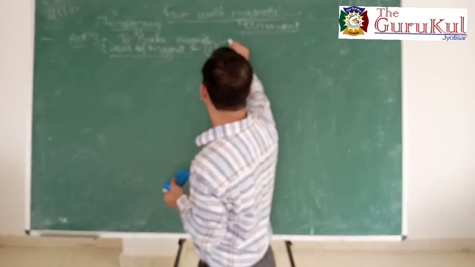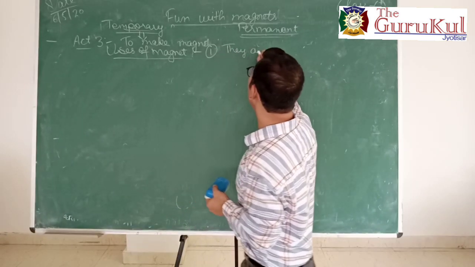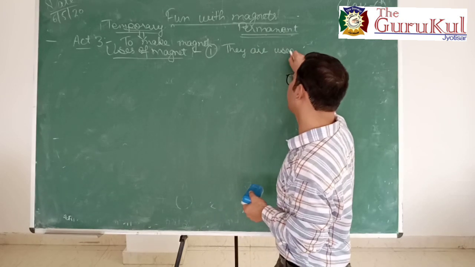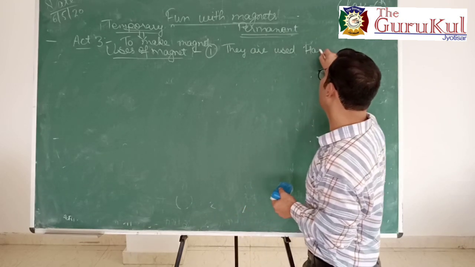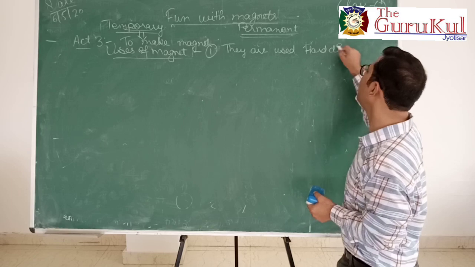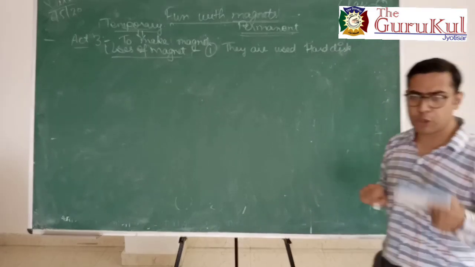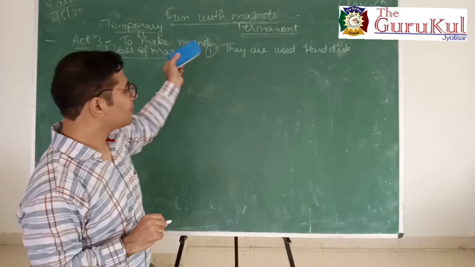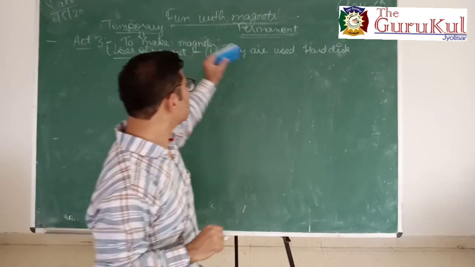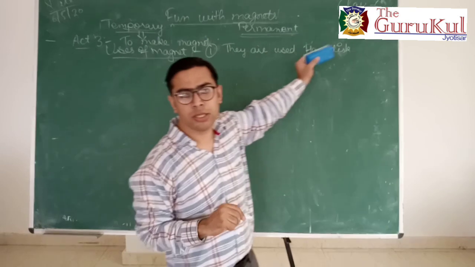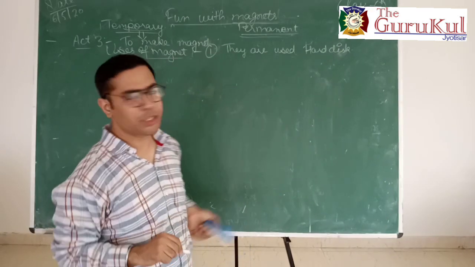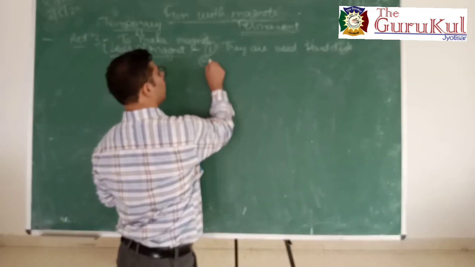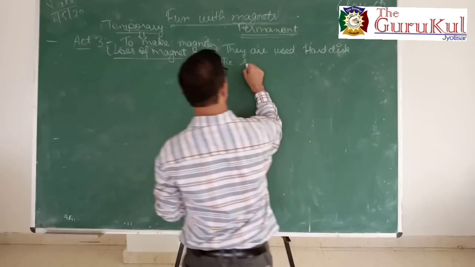First use, they are used in hard disk. So you might have seen in a computer, a hard disk is there which is used to store movies, pictures, songs. So that is stored in the hard disk. So magnets are used in hard disk to store the information.